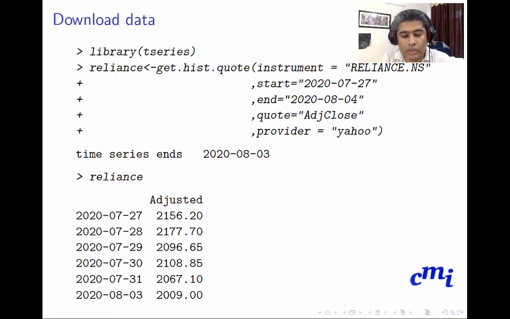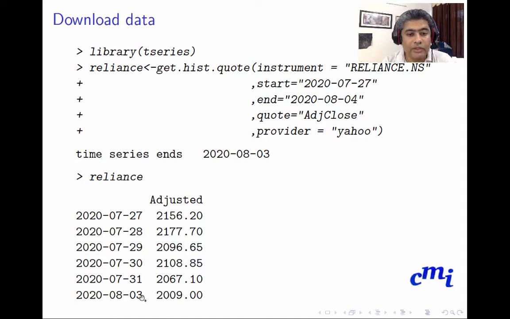Generally we work with the adjusted close, because sometimes the company announces a dividend or bonus shares or this kind of thing, and because of that the close price needs to be adjusted for this kind of information. So that's why it is better to always work with the adjusted close prices. The provider is Yahoo, so from Yahoo it will pull the data, and that is how the data came.